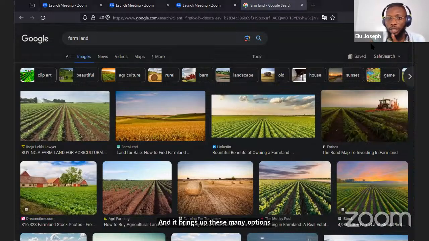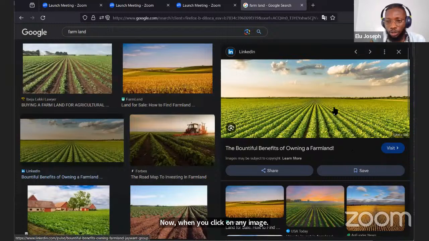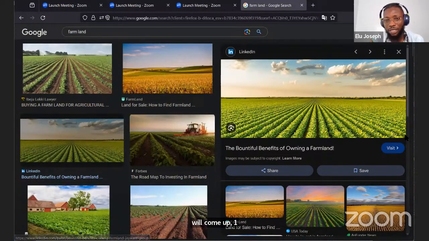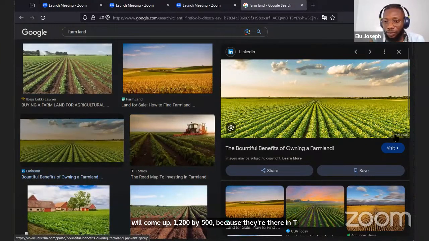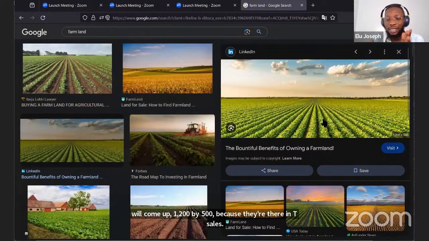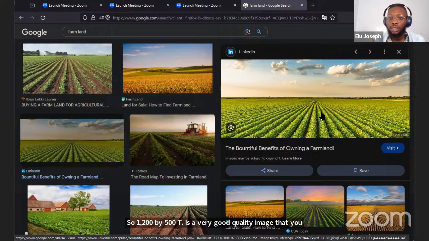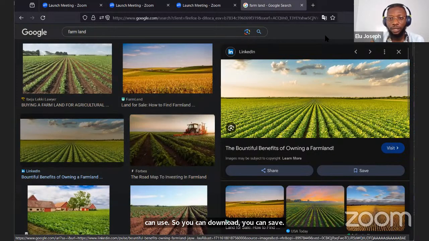Now, when you click on any image, put your mouse over it, and the size will come up. See the size, 1,200 by 500 pixels, because they are in pixels. So 1,200 by 500 pixels. This is a very good quality image that you can use. So you can download, you can save image as, then use that.